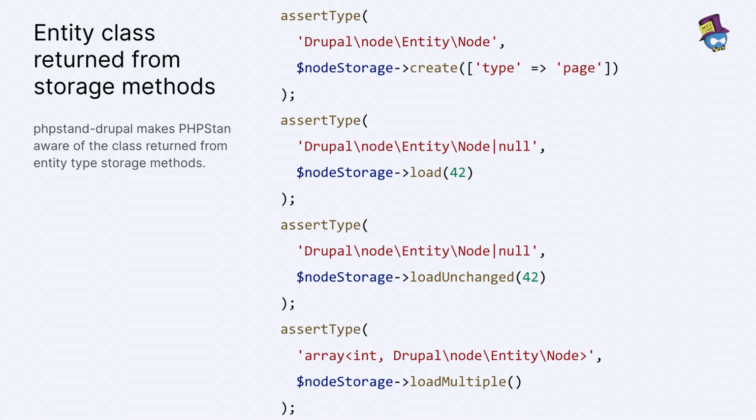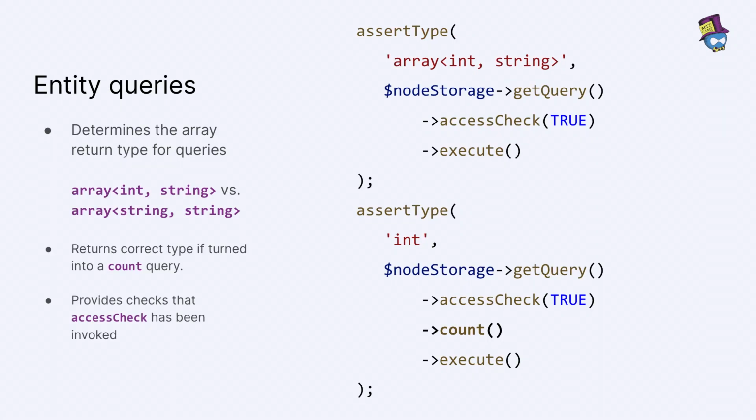It's there to be your backup. So the entity queries: it determines the return types. Here it can be int string versus string string. It knows if you're doing an access check or not. And in Drupal 10, one of the biggest changes that's kind of hard is that entity queries are forced to identify their access check. So you have to always call access check. And that broke a lot of things. So phpstan tries to understand that.